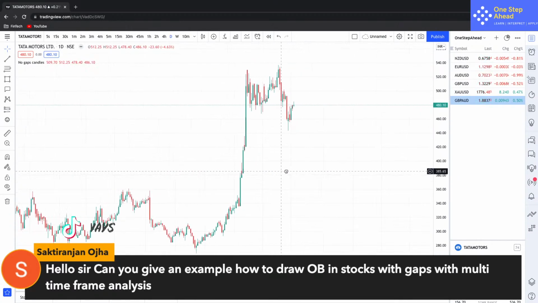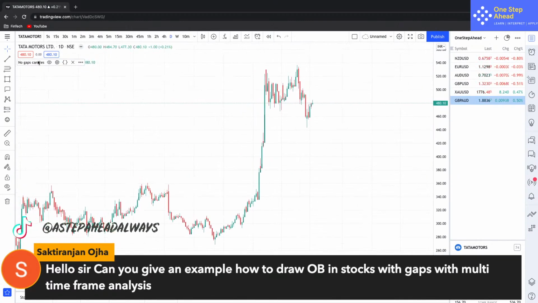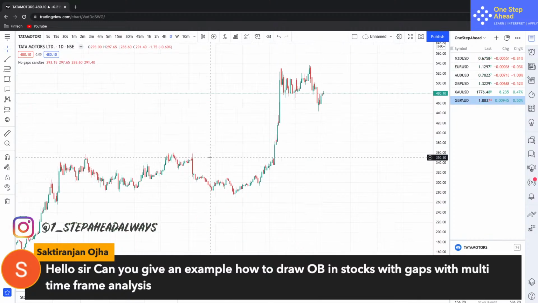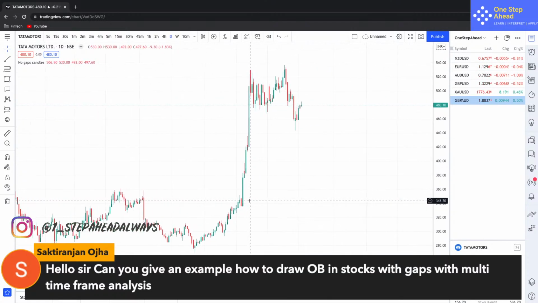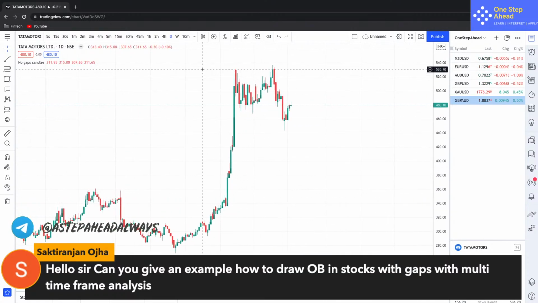Oh, it is extremely bullish. But if you use this no gap candles indicator, it will be clean to read. So I hope you got it, the analysis will be the same. It's extremely bullish at the moment. It tried to break this one, but it didn't.